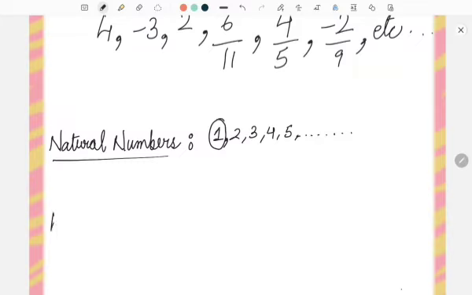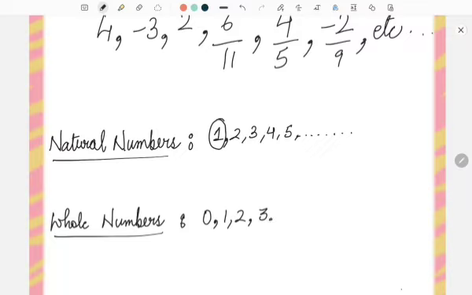Coming to the next category, we have whole numbers. Now what are whole numbers? Whole numbers are all the positive numbers that are there. All the positive numbers. सब positive numbers को क्या बोलते हैं? Whole numbers. They start from 0, 0, 1, 2, 3, 4, 5 and so on.